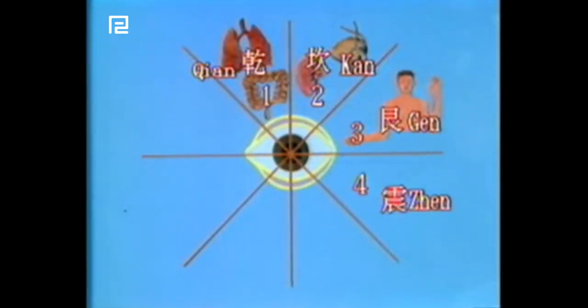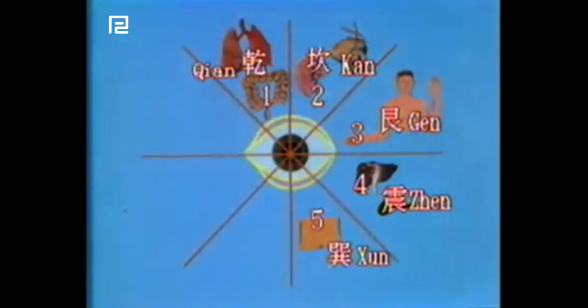The second part, kan, matches water, corresponding to the kidney and bladder. The third part, gen, symbolizes mountain, which is high, belonging to the shang jiao. The fourth part, zhen, matches wood, corresponding to the liver and gallbladder. The fifth part, xun, symbolizes wind, belonging to the zhong jiao.